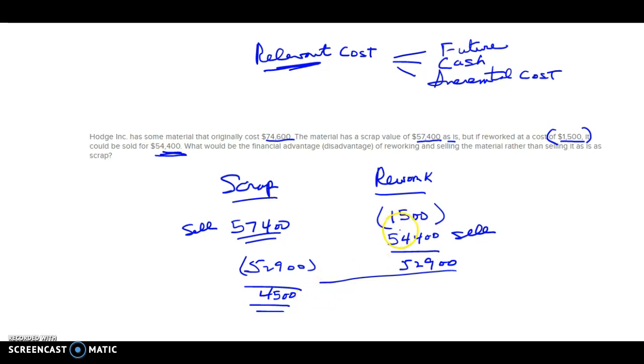And our incremental cost here would be the additional work, and our incremental revenue would be the revenue of selling the product under the scrap alternative and the revenue under reworking. The problem is that the rework alternative, the revenue just isn't high enough. Okay, absorb that one and we'll do another one.